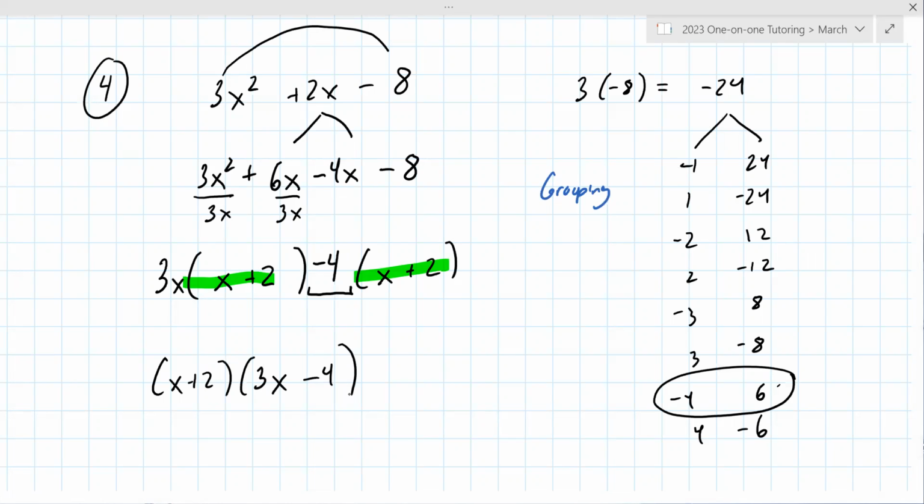What would you like to do? Yeah, can we try another approach? Because this just isn't totally clicking. Okay, so let's restart here. 3x squared plus 2x minus 8.